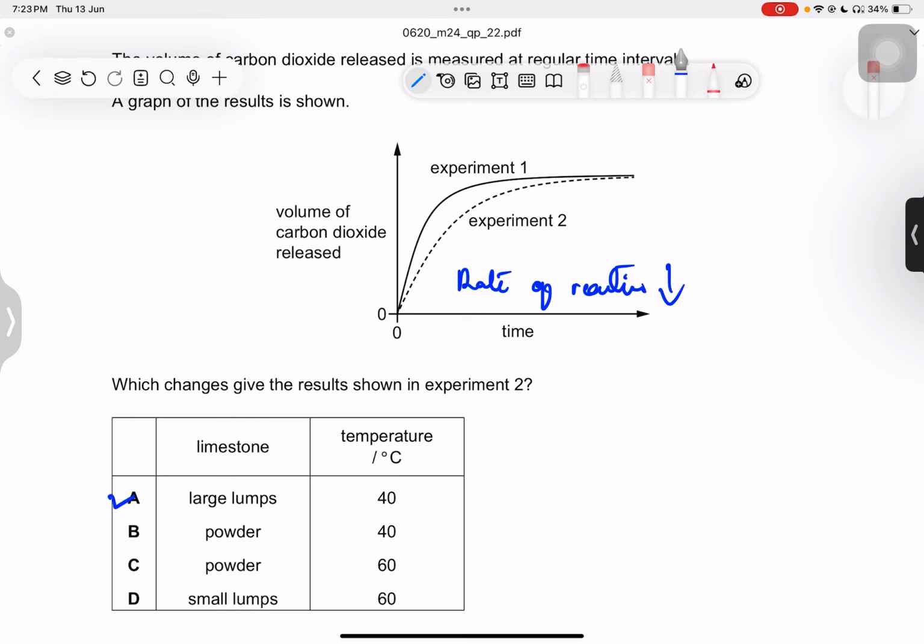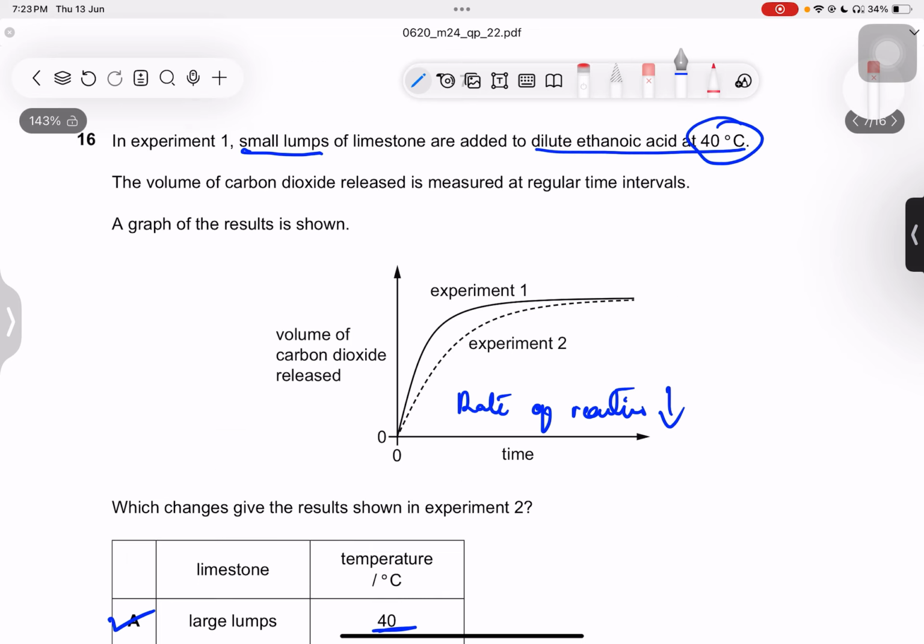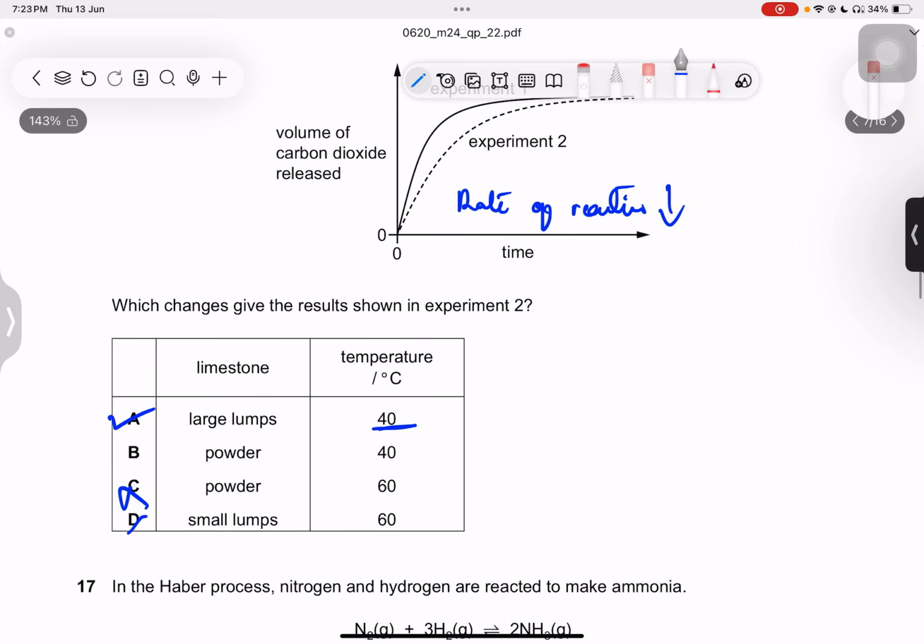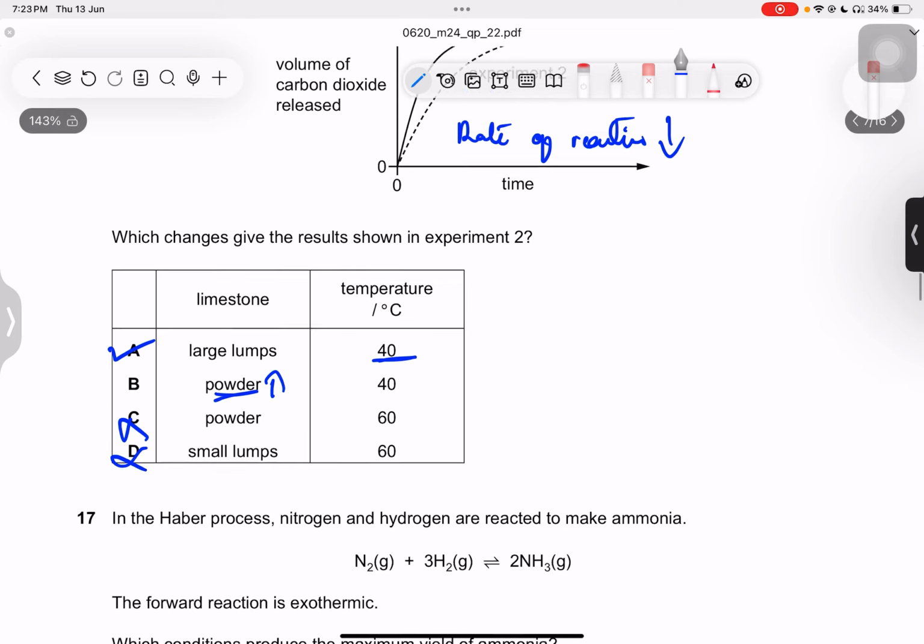Large lumps does lower the rate of reaction. So this is the correct answer, and the temperature is the same. The temperature should not be higher. It can be the same or below 40. And powder will increase the rate, so this will be incorrect.